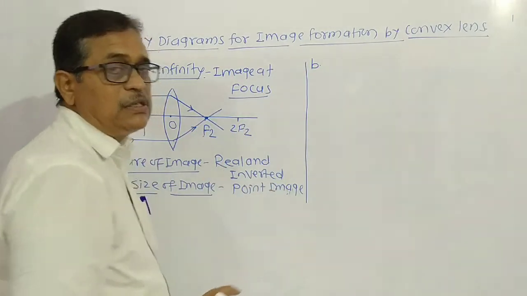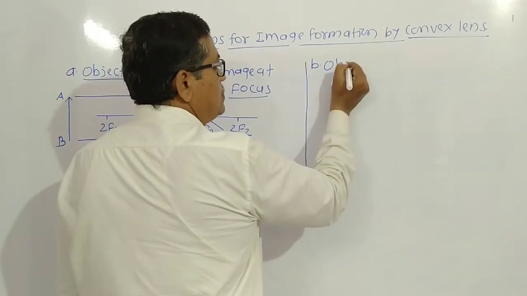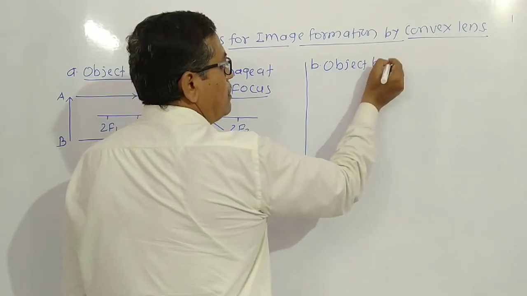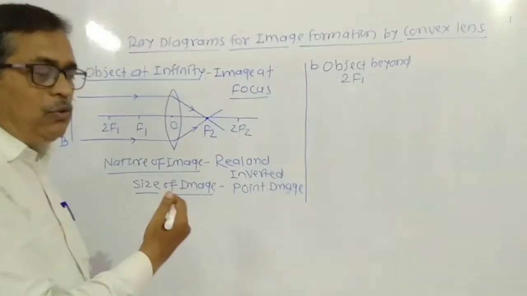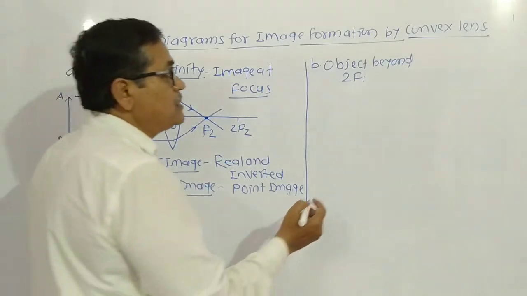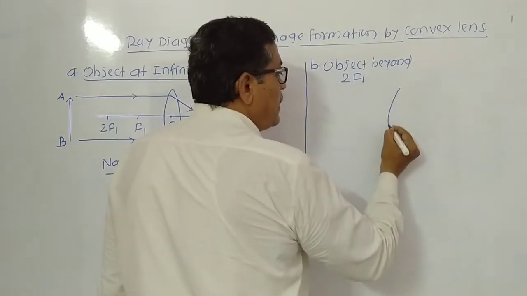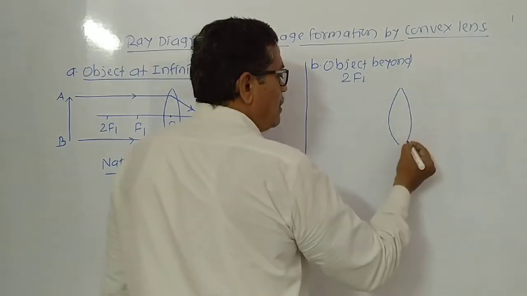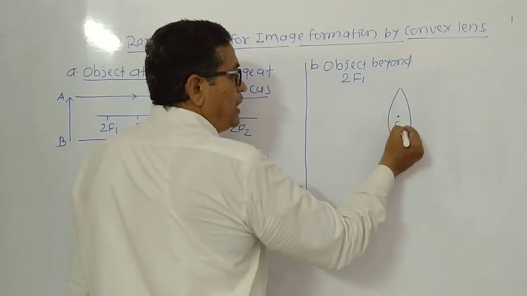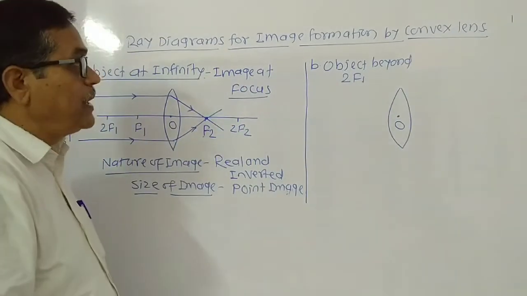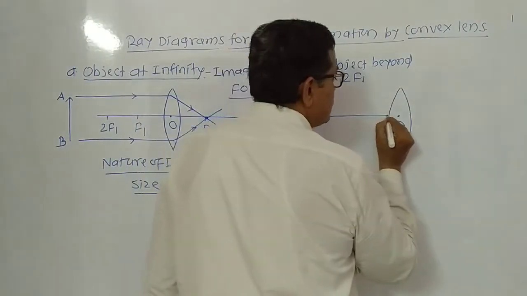You are given the position of the object. Now the object is on the principal axis but beyond 2F1. Object beyond 2F1 but on the principal axis. We can draw this diagram in this way. Here is a convex lens, and that is the optical center O. Then here is the principal axis.